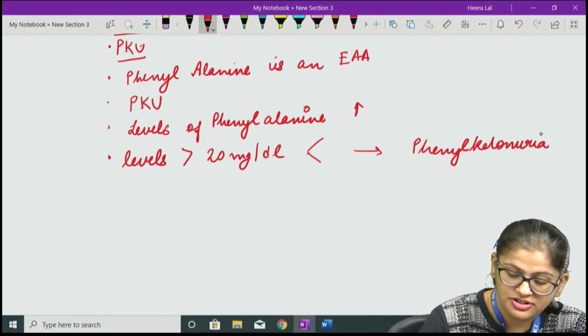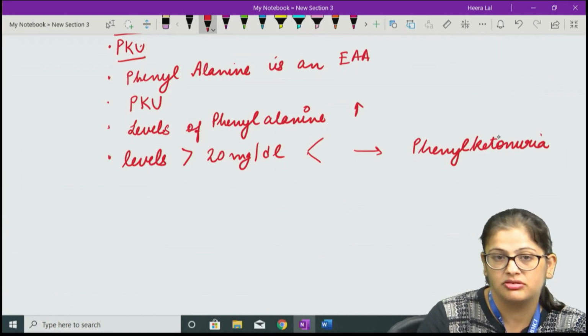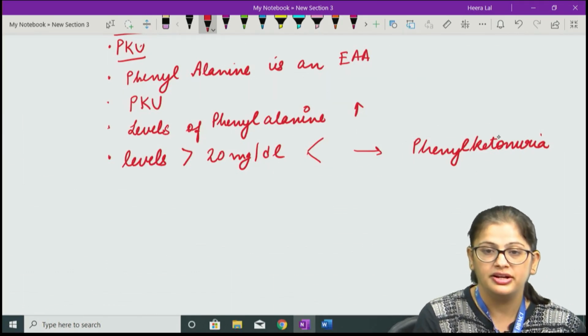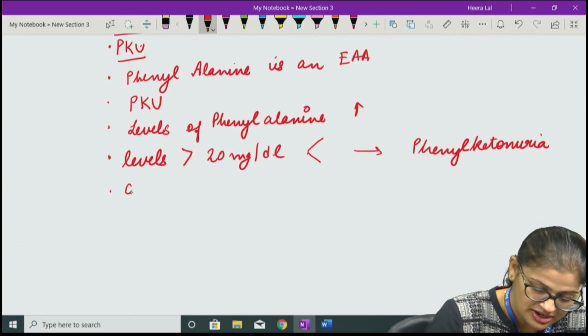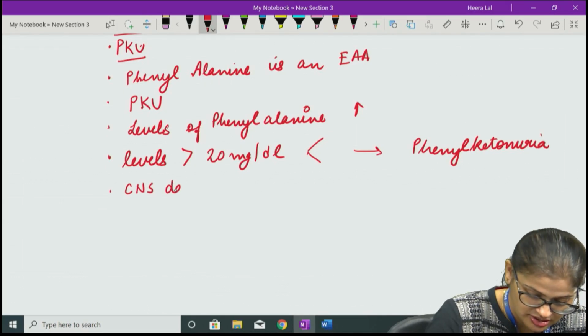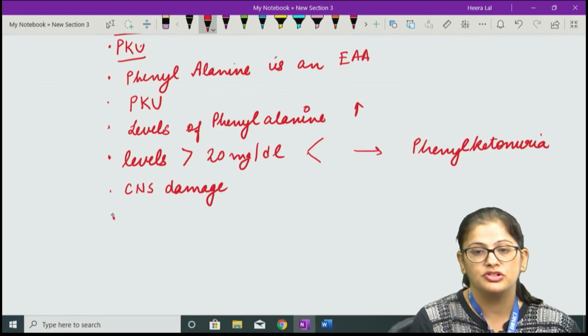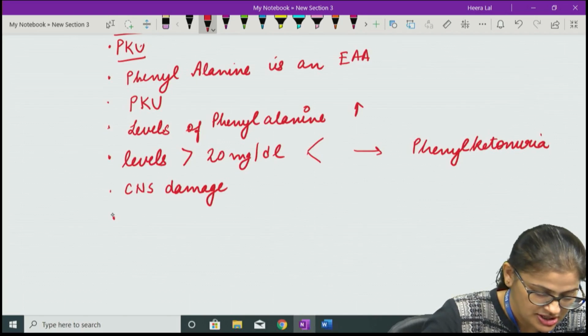Though these products do not have any role to play in the pathogenesis of the symptoms that occur in this condition, it only signifies that the disease is severe or the levels of phenylalanine are extremely high. So once the levels increase, there is evidence of CNS damage, and it has also been seen that increasing levels of phenylalanine will also interfere with the transport of other amino acids in the brain like tryptophan and tyrosine.